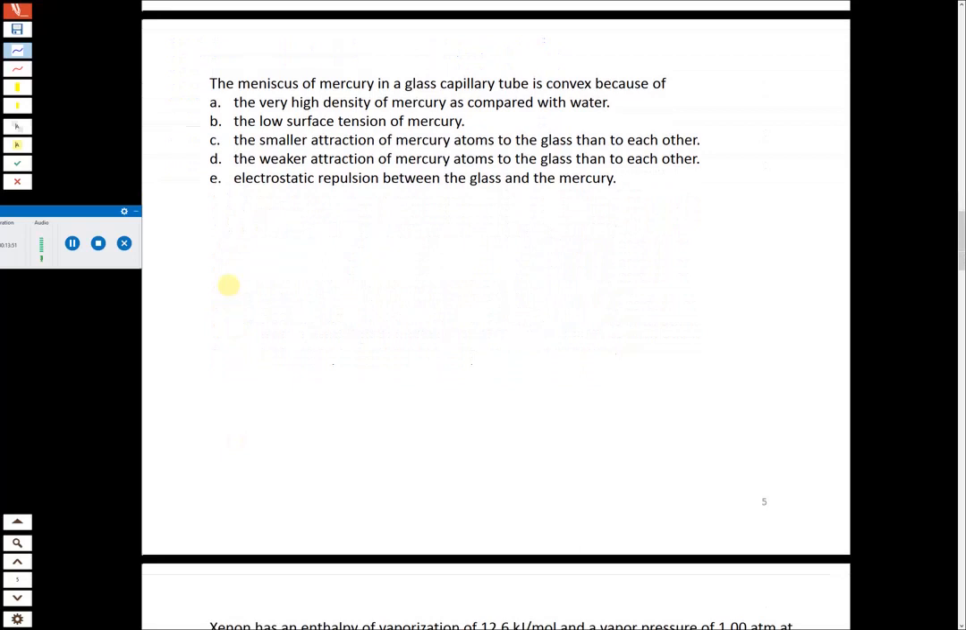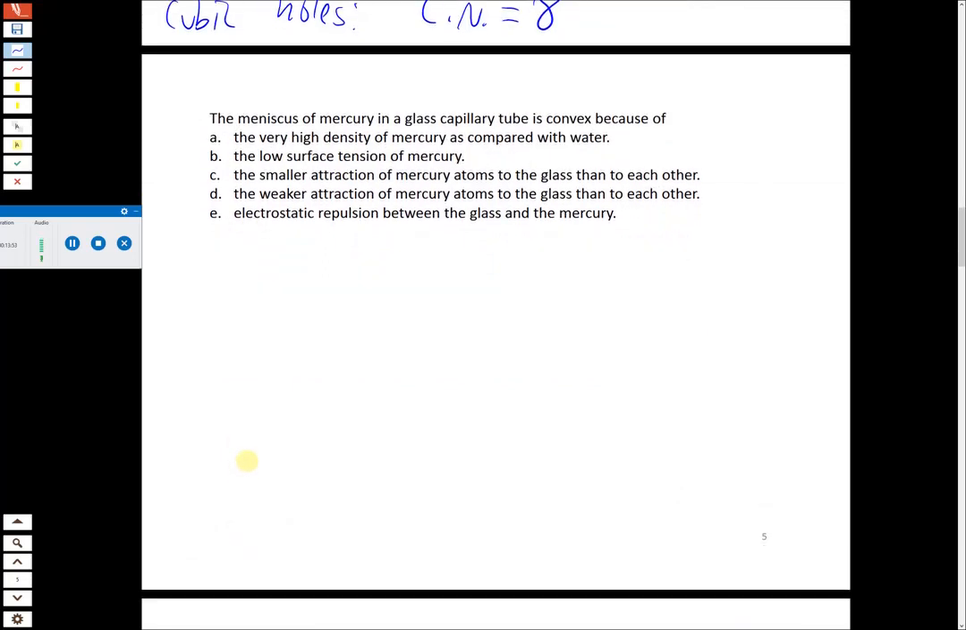All right, the next several questions are ones that I found in Blackboard that we have some trouble with. So this question asks about the meniscus of mercury in a glass capillary tube. So when we're talking about meniscus, that's when we put a liquid into a glass tube and we look at the surface of the liquid, and there are 2 limiting possibilities.